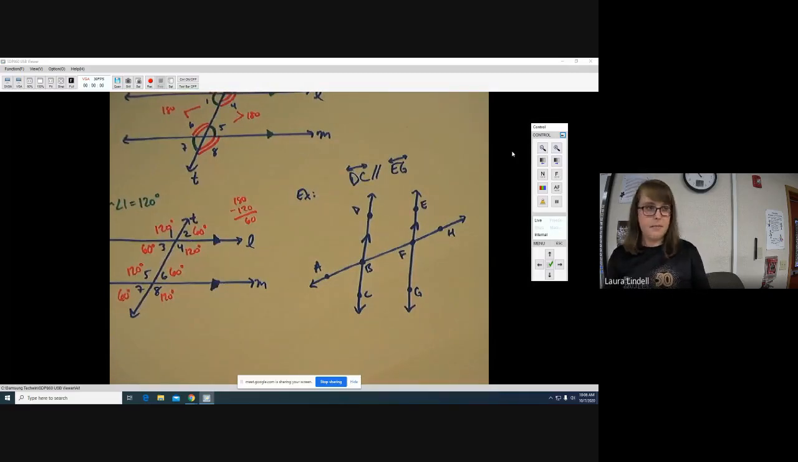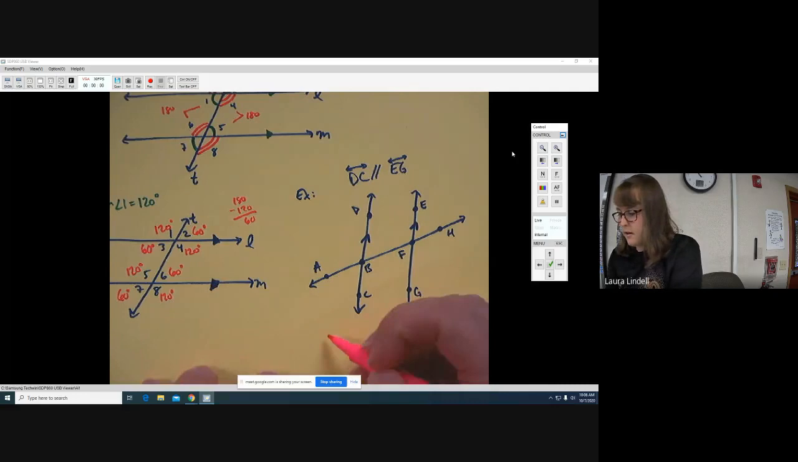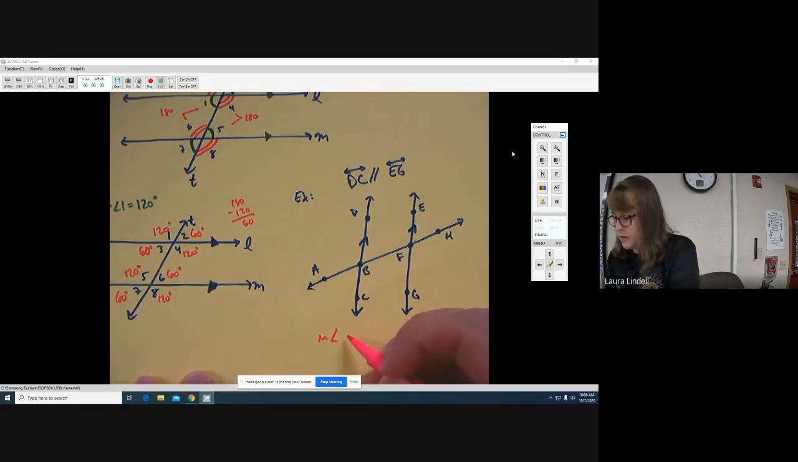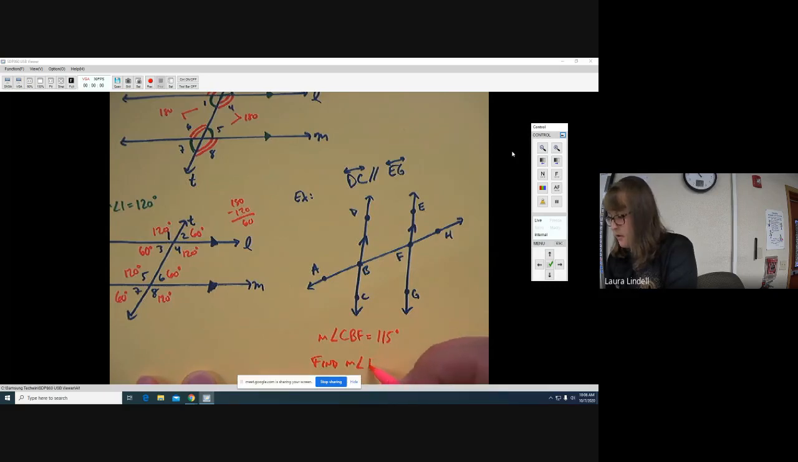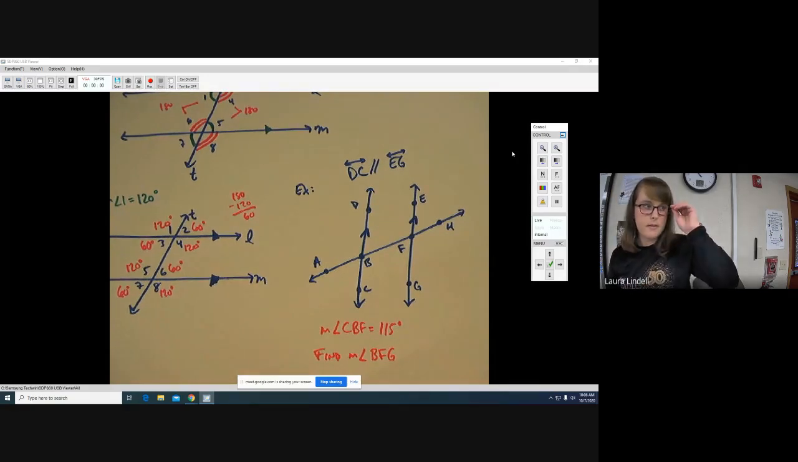And then they might tell us something like, measure of angle CBF is 115 degrees. Find measure of angle BFG. Give everyone a moment to catch up drawing the picture.